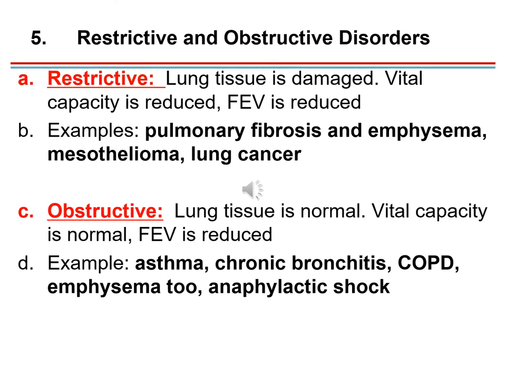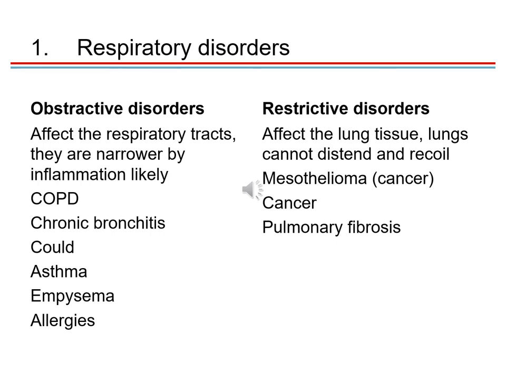And in obstructive disorders, our most common one is COPD, chronic obstructive pulmonary disease. But also asthma is a type of obstructive, chronic bronchitis, and emphysema too. If you notice, emphysema is included in both types. Anaphylactic shock is another type of obstructive. In this obstructive type, the respiratory pipes or respiratory tracts are tremendously narrowed. They reduce the radius inside through an inflammatory process, by which the patient cannot get the amount of air they desire and cannot exhale the amount of air that the body needs to remove.